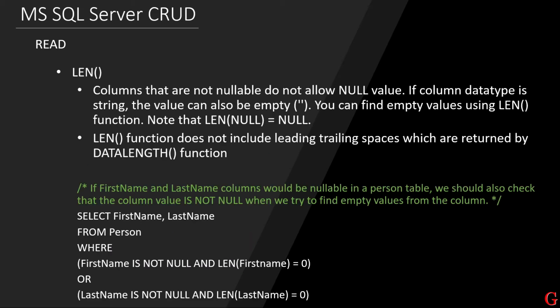Len function makes always automatic trim. If you use len function with null value, the result is null. If a column data type is string, can column value also be empty. You can use len function to find rows that have empty value in a column. When column value is empty, data length is 0.